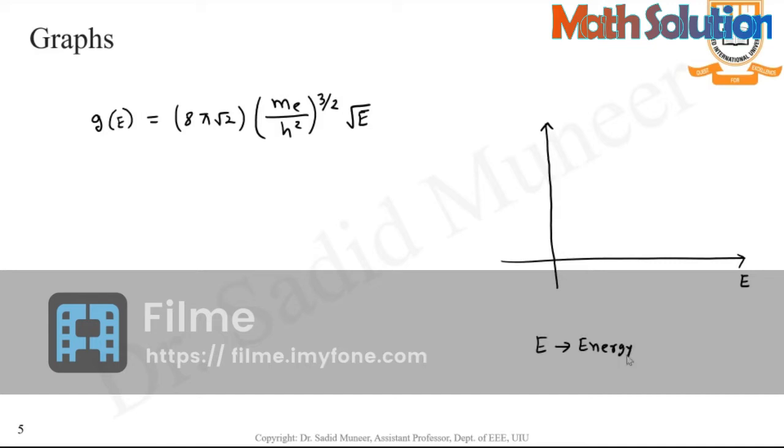Okay. Now, what is the dependent variable? Dependent variable is G, right?